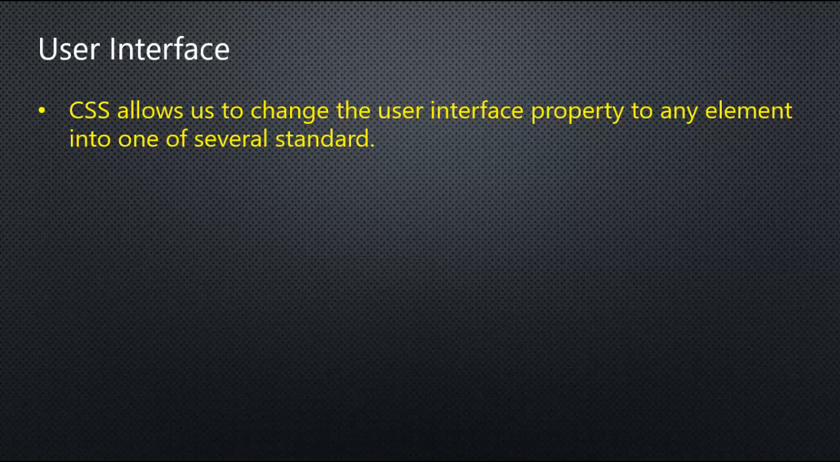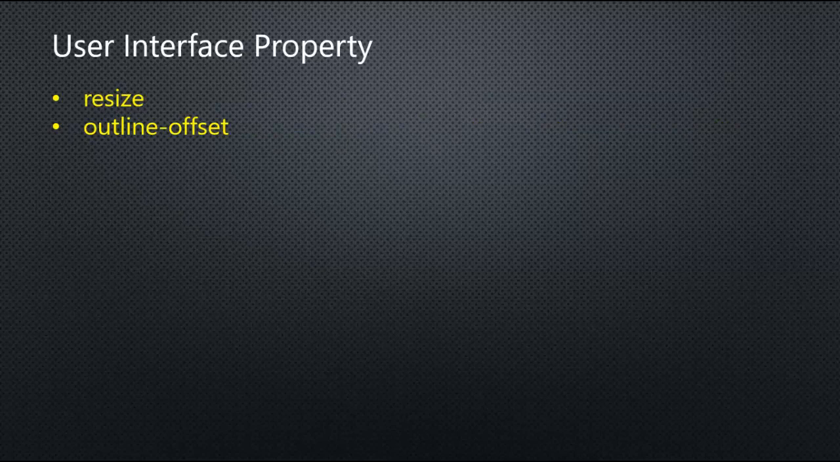User Interface. CSS allows us to change the user interface property of any element into one of several standards. User Interface Property. Resize: specifies whether or not an element is resizable by the user. Outline offset: adds space between an outline and the edge or border of an element.